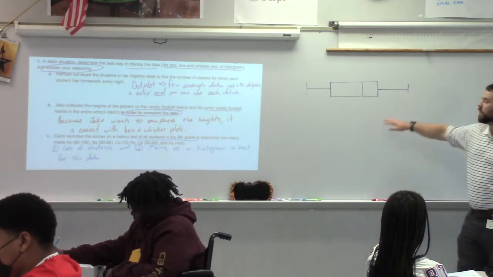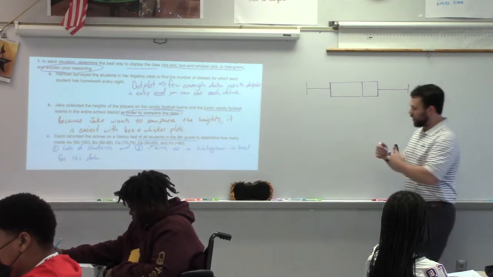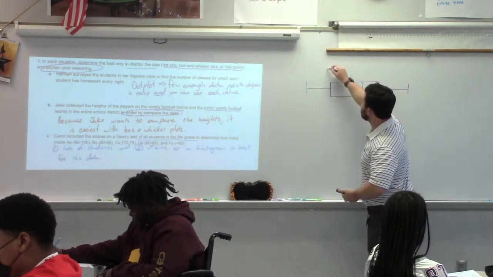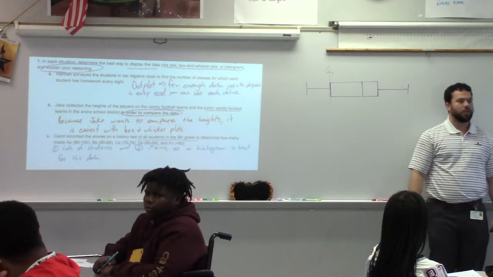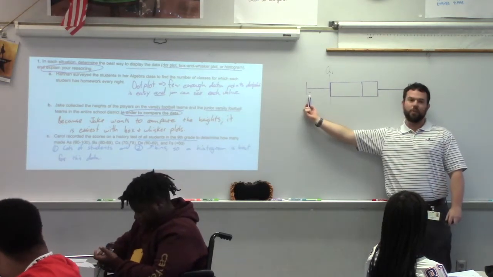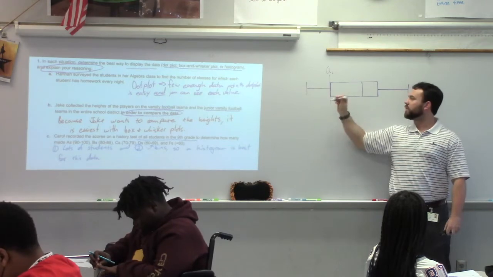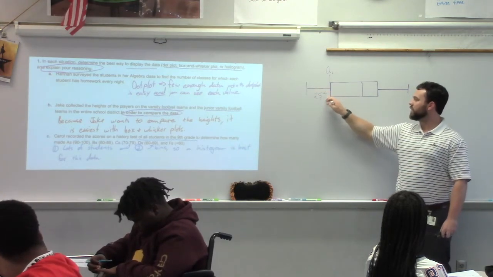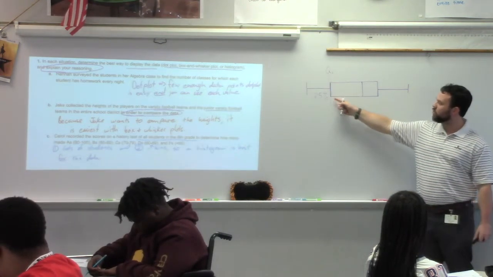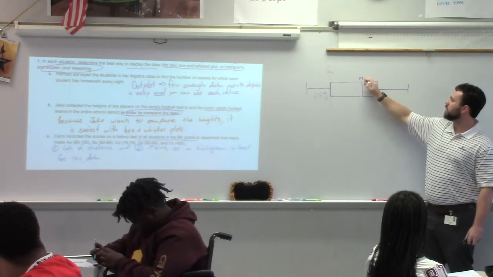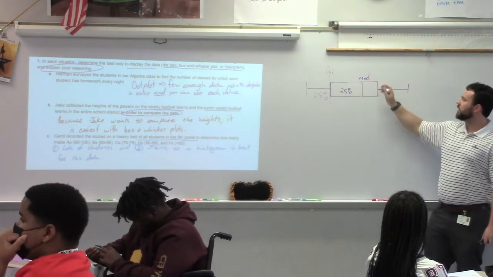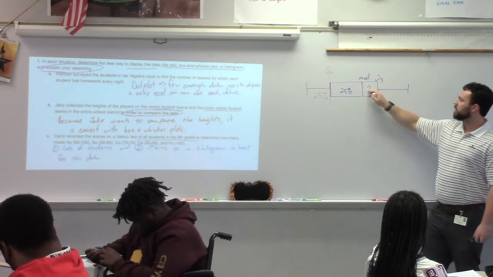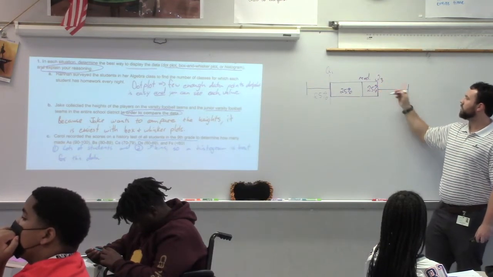Okay? So what does this tell us? Like when I talk about Q1 right here, what does that tell me? Okay, below it, from the minimum up to there, is what percent of our data? 25%. What's between Q1 and the median? 25%. What's between the median and Q3? 25%. And what's between Q3 and the maximum?